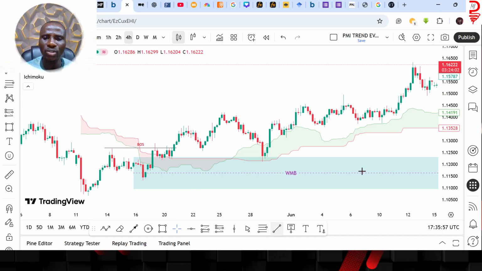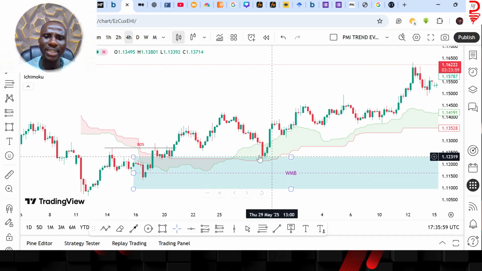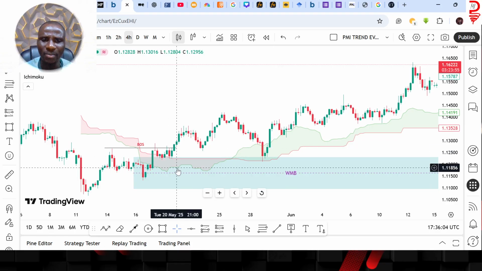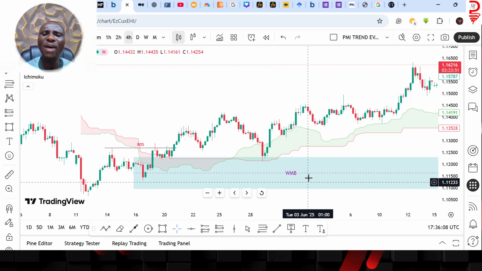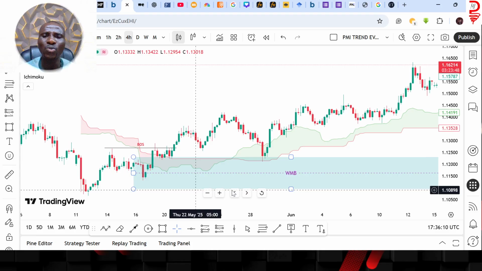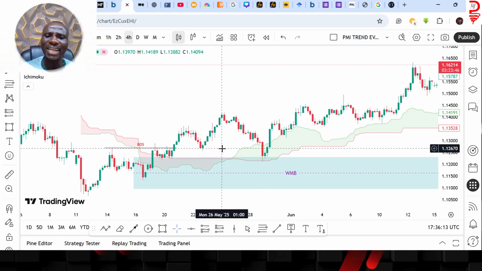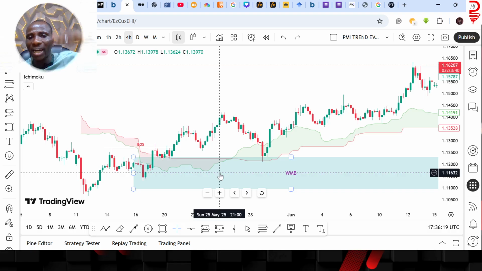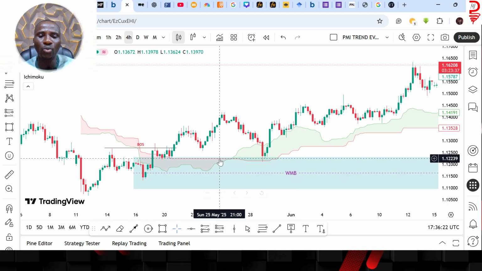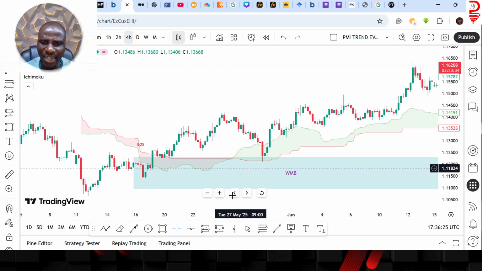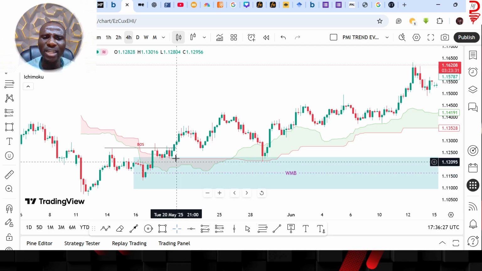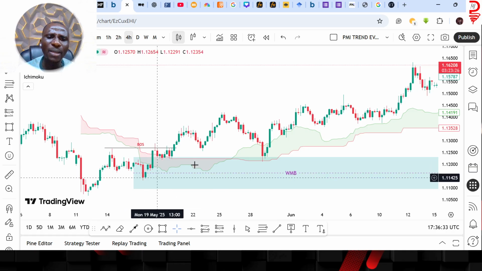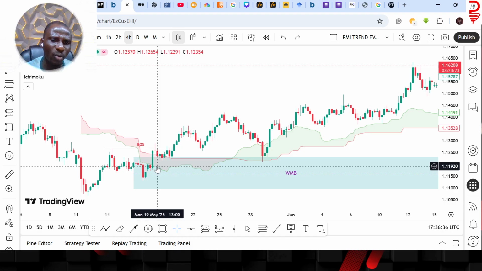Now, I want you to pay close attention. You see, this weekly money box is our area of interest. The reason being that we expect enough liquidity around this weekly money box to generate an impulsive wave to the upside, because we are trading a buy, a bullish impulsive wave. Within the money box, from the start of the money box, look for any impulsive wave that breaks structure within the money box.